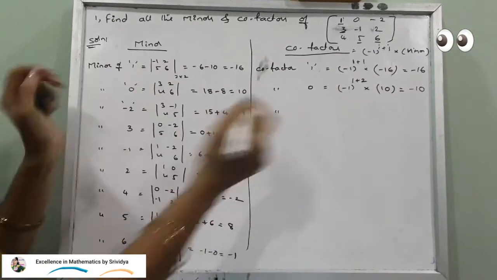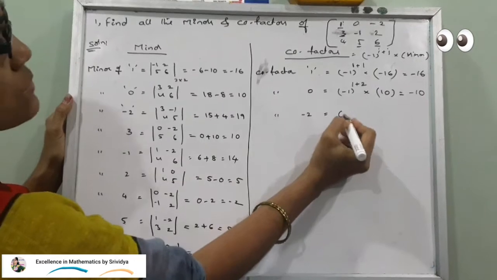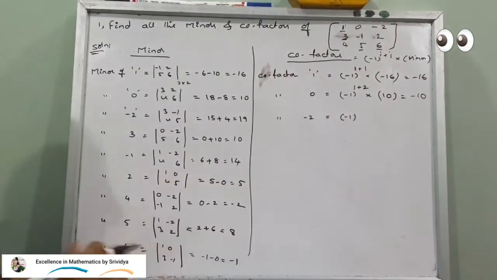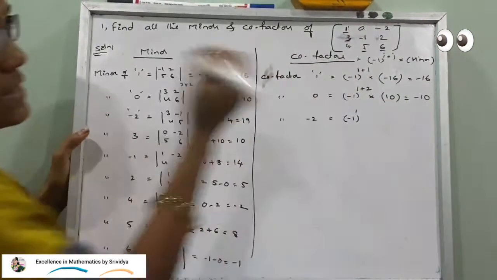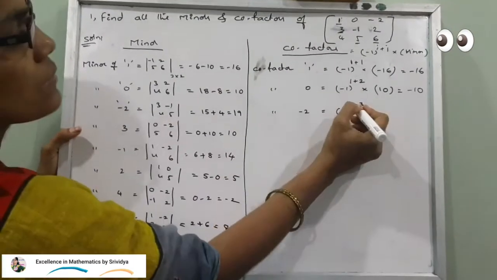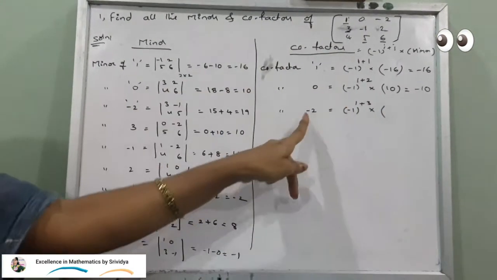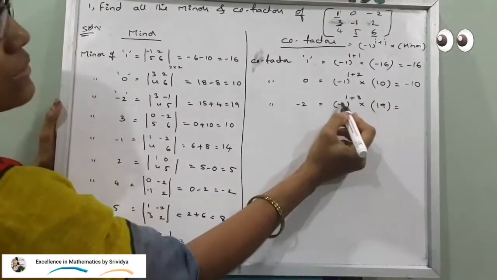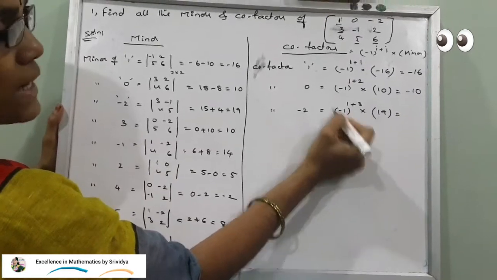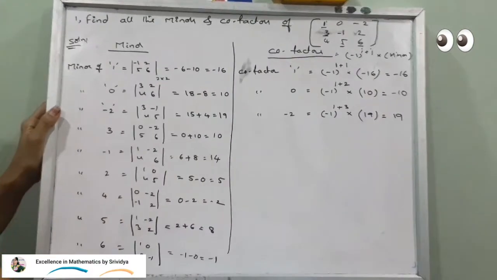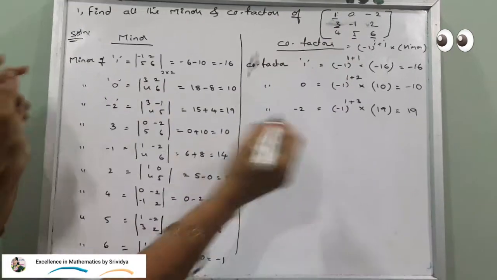Next, the cofactor of minus 2 is equal to minus 1 whole power, but minus 2 is in the first row, third column. So i is 1 and j is equal to 3, times the minor of minus 2. The minor of minus 2 is 19, which is equal to minus 1 whole power 1 plus 3, which is 4, so minus 1 whole power 4 becomes plus, which is equal to 19. First row finished.